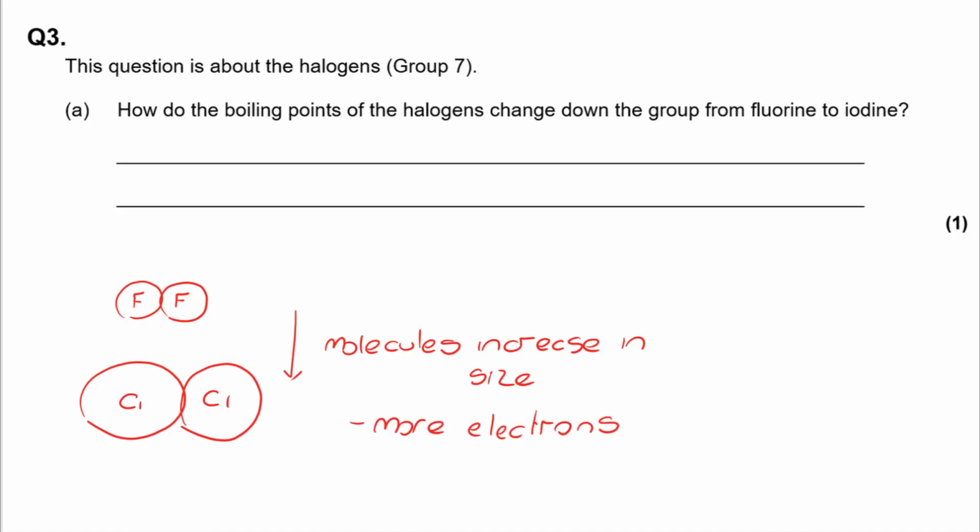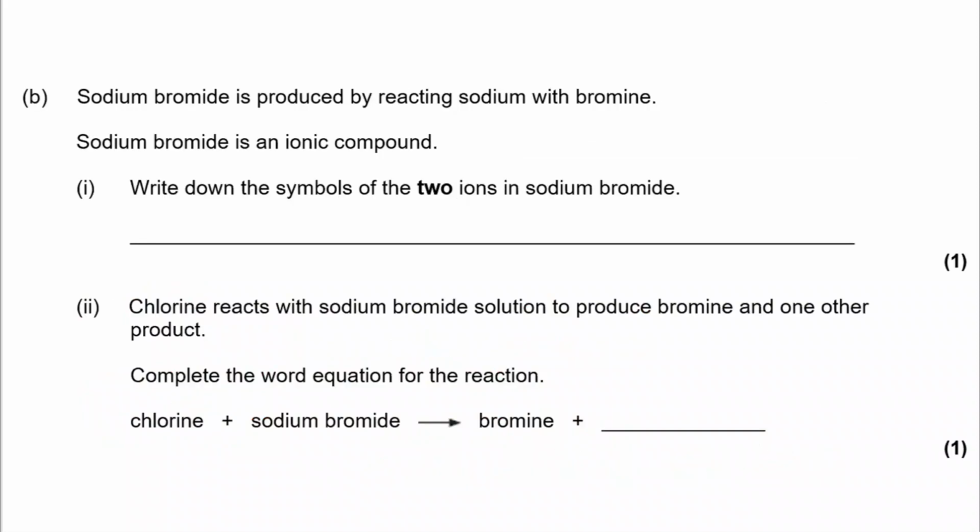Because one of the reasons they're getting bigger is that they have got more electrons. You're adding electron shells. And because you've got more electrons, you have got stronger intermolecular forces. And if the intermolecular forces are stronger, more energy is needed to overcome them. So we know that the boiling points will increase as you go down group 7.